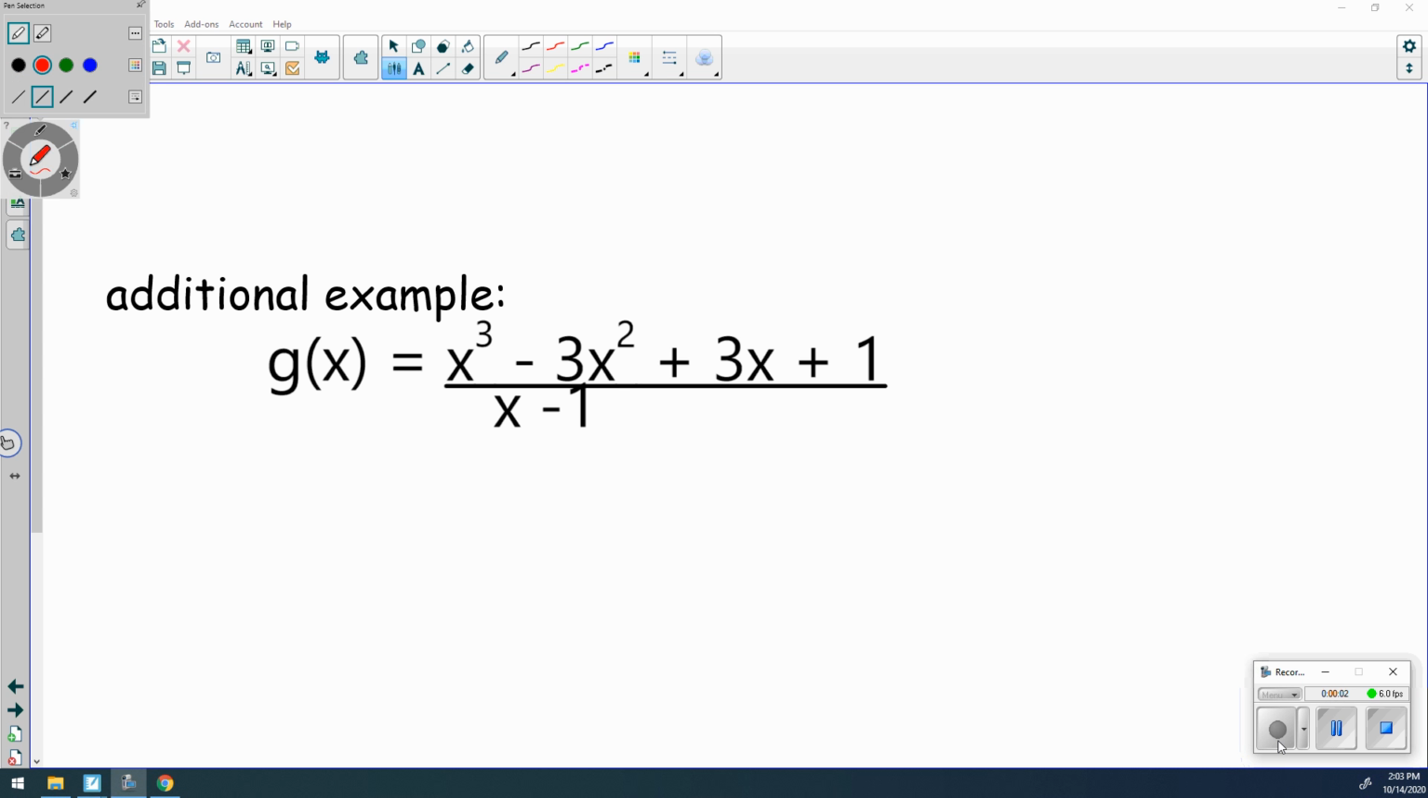So I feel like we've gotten pretty good at identifying where our vertical asymptotes will be, where our horizontal asymptotes will be, our intercepts, and then even our end behavior. I want to start with a mnemonic device.